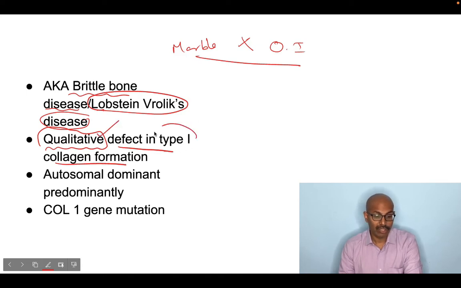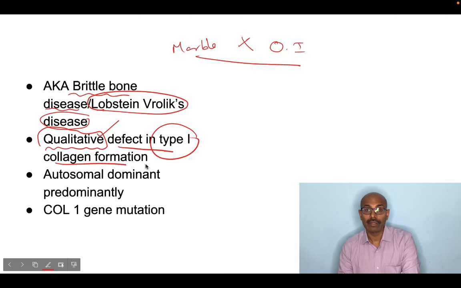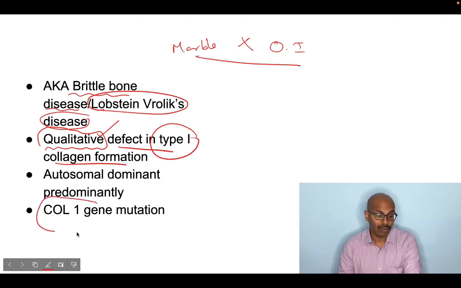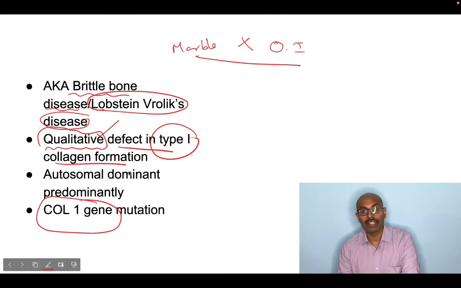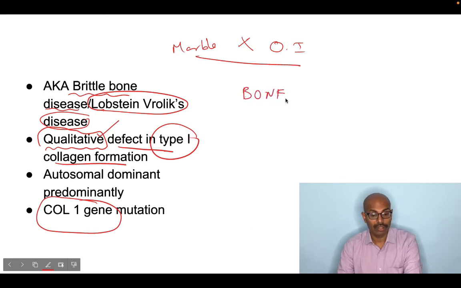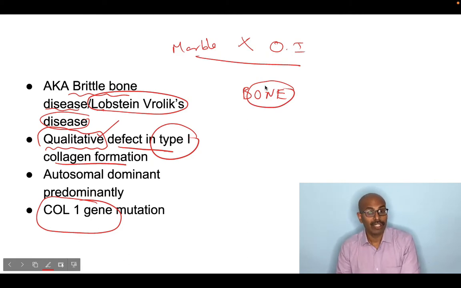There is a mutation in the type 1 collagen gene, and there is a problem in the type 1 collagen formation. This is called the COL1 gene, or collagen 1 gene. So when a mutation occurs in this gene, it causes a defect in the formation of collagen type 1, which is very important for bone. We all know that bone has 1 in it, and therefore type 1 collagen is the most important collagenous portion of the bone, and it is a very important component for the structural integrity of the bone, skin, ligaments, and other tissues as well.